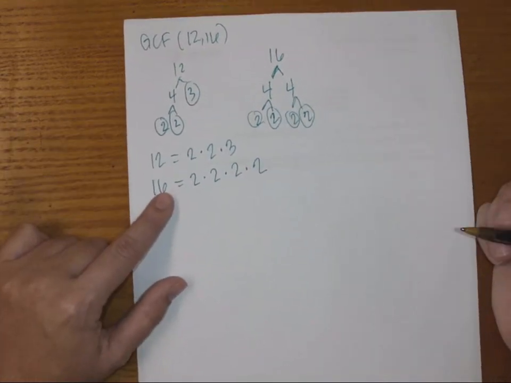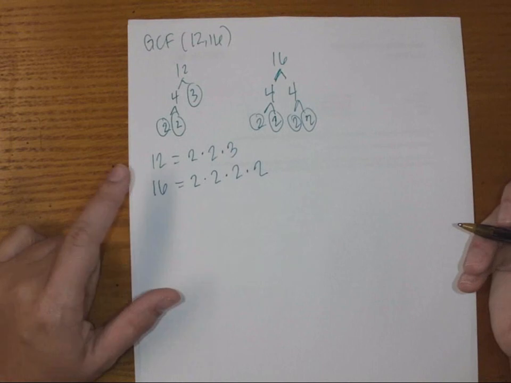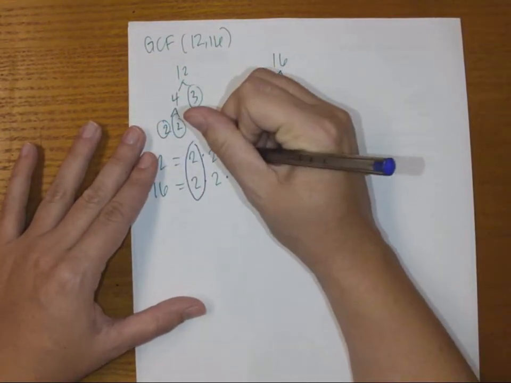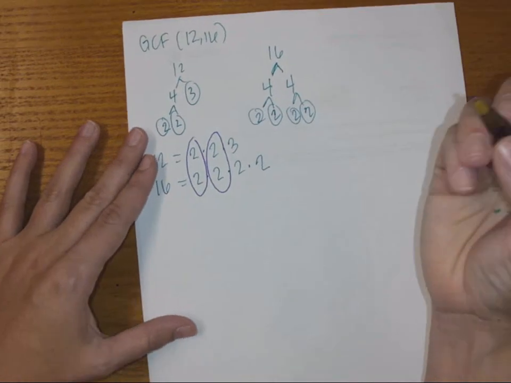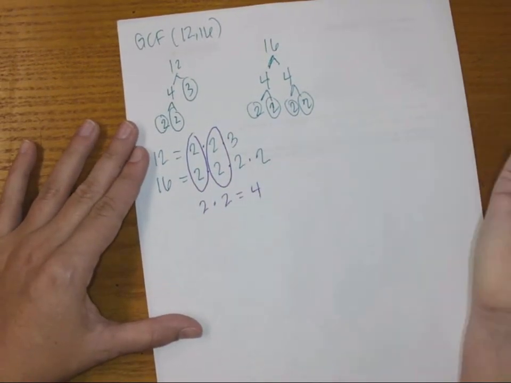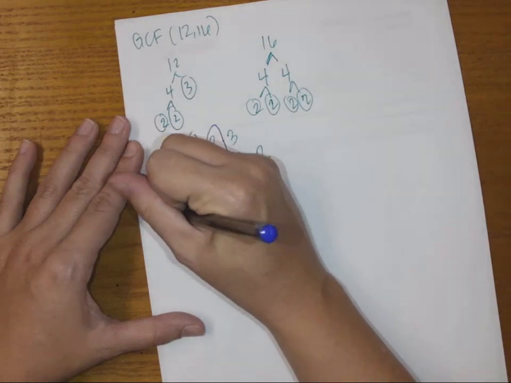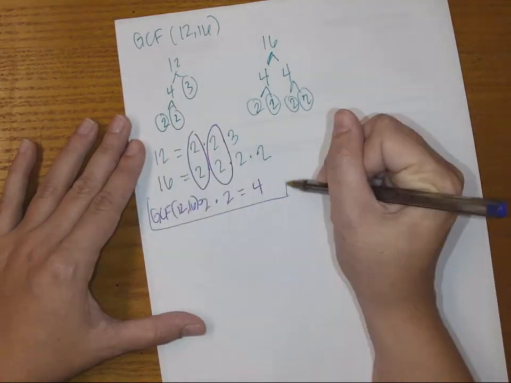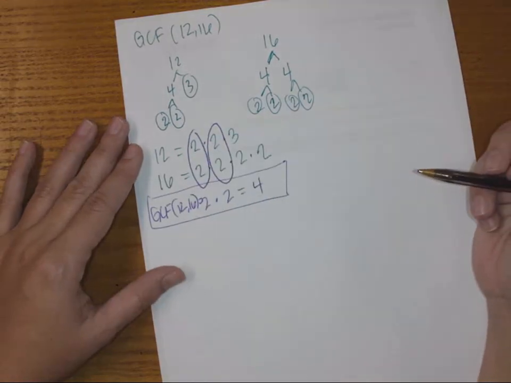So then my answer is to circle all the factors they have in common and then multiply them together. They have a 2 in common. They have another 2 in common. So the greatest common factor is 2 times 2, which is 4. And technically you should write your number in front: the greatest common factor of 12 and 16 is 2 times 2, which is 4.